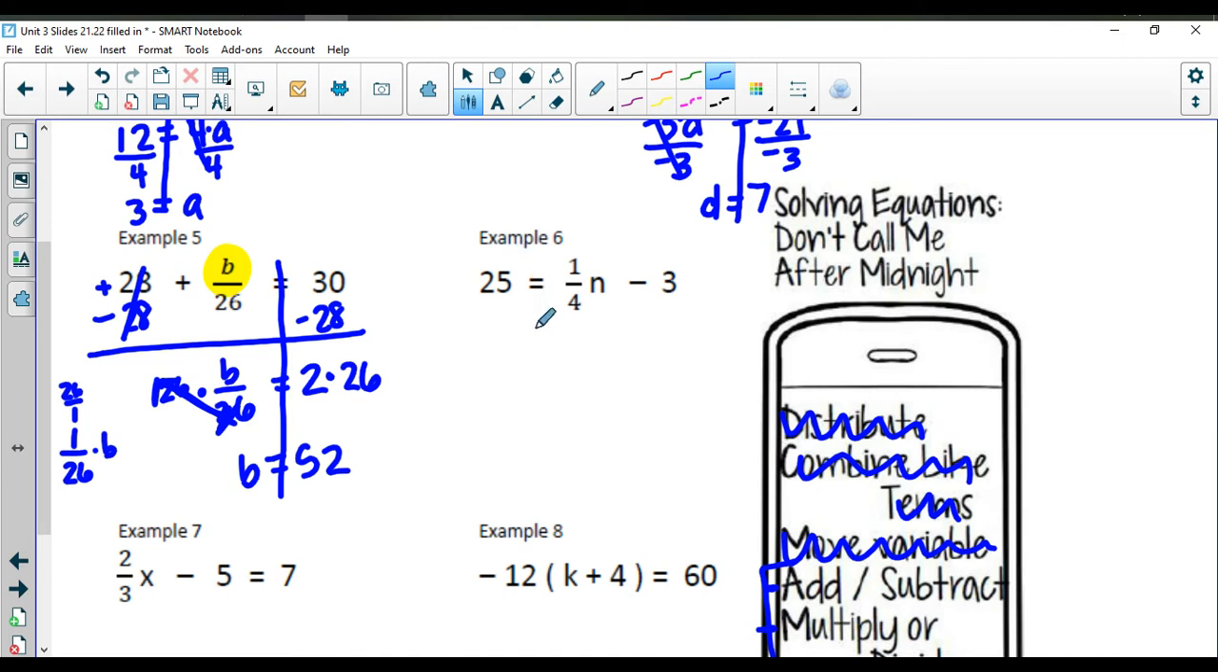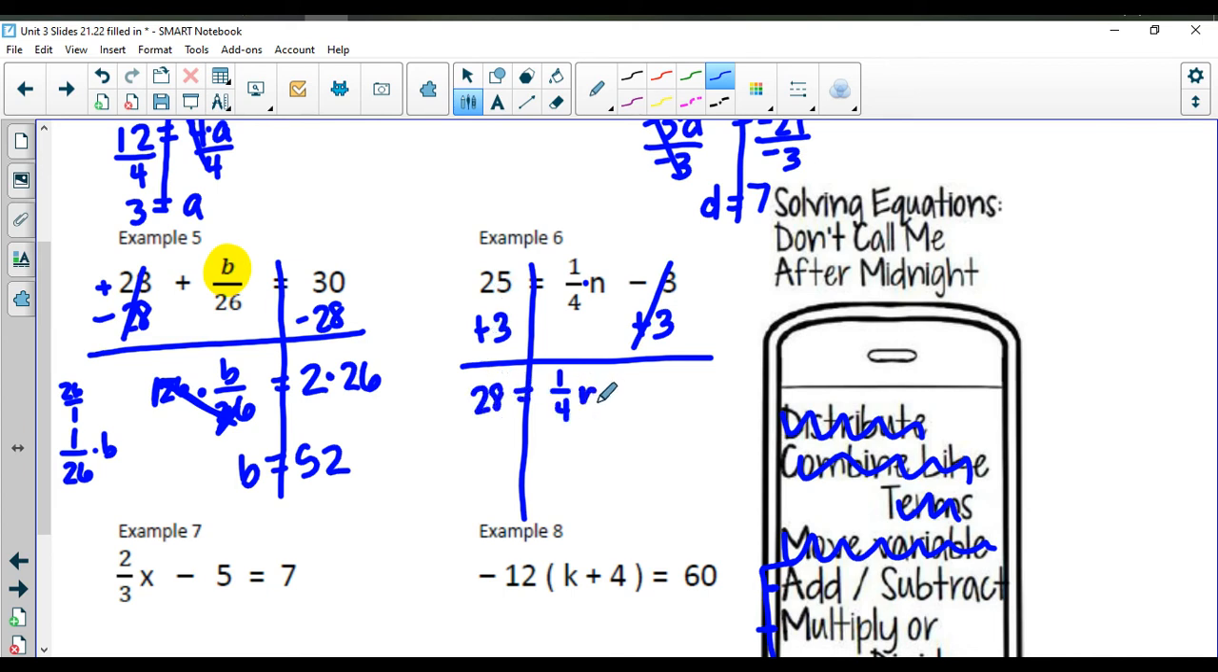In example number 6, we have 1/4 times n, and we have the -3, so I'm going to take care of the -3. Draw my line across because I'm going to simplify. 25 plus 3 is 28, equals 1/4 n. We are using the inverse property here. We're trying to make this 1n, so we're going to multiply by 4 over 1, which is really just 4. So on this side, I'm just going to write it out as 4. That allows those to cancel. And 28 times 4 is going to give me 112.